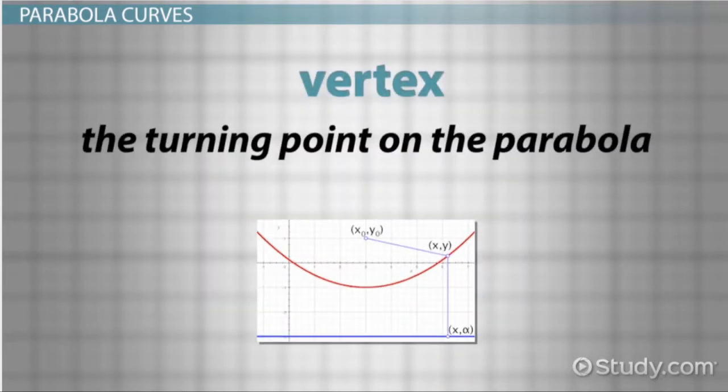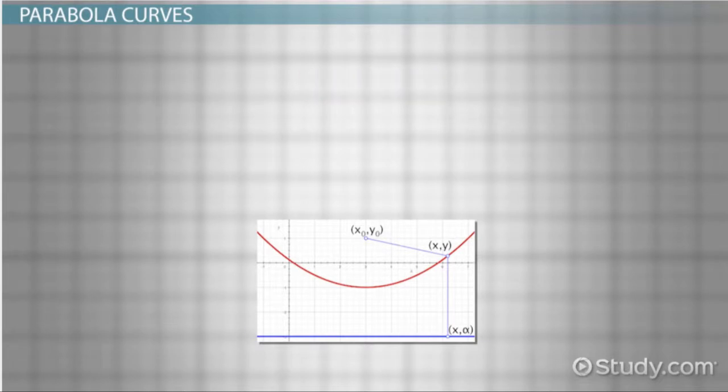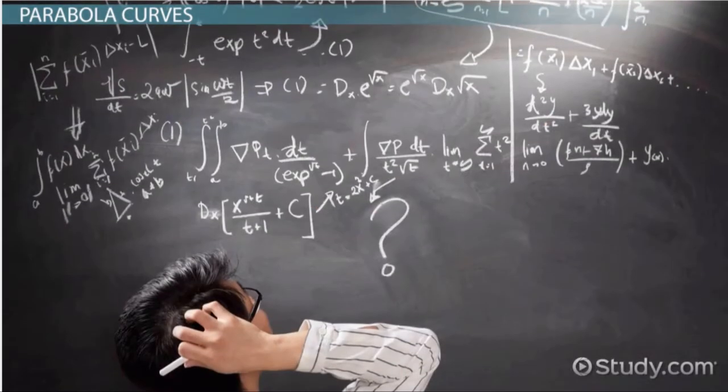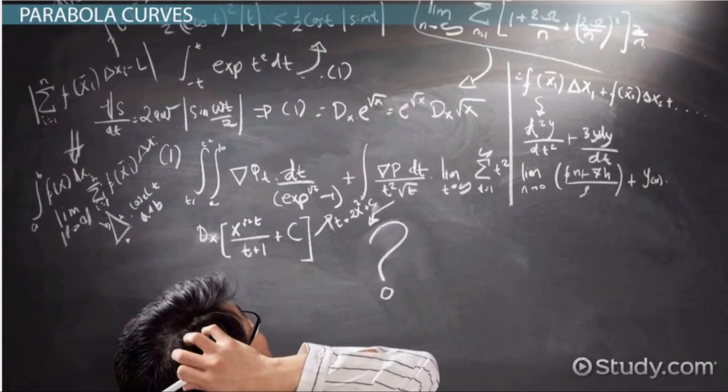The turning point on the parabola is the vertex. In this example, the vertex is at 3, -1, which can be observed to be halfway between the focus and the directrix. Lots of words to build with our blocks. Instead of building words, this is building equations.